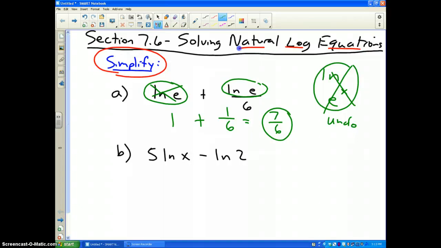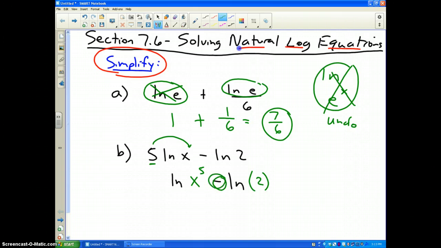Problem B. Let's use properties of natural logs, which are the same as properties of logs. I notice that there's a 5 out front. I need to simplify this, or in other words, write it as 1 log, so my power's got to go back. So I'm going to have the natural log of x to the 5th power minus the natural log of 2.